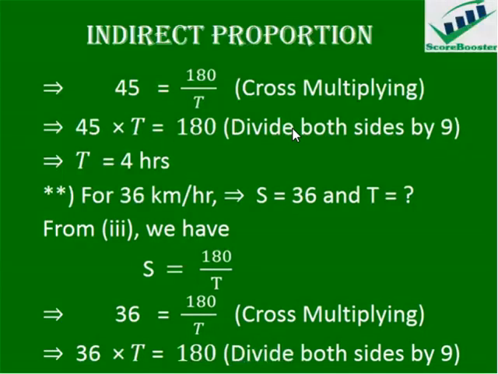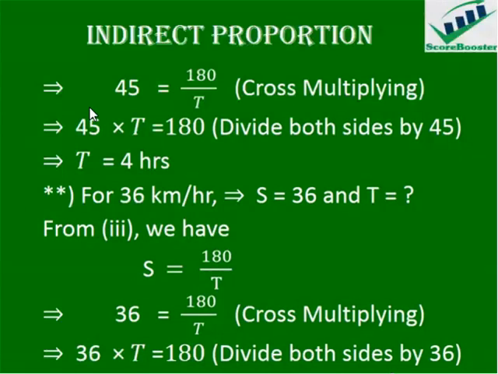So to obtain the value of t, we divide both sides by 45. If this side is divided by 45, you are left with t, and if you divide this side by 45, you are left with 4. So it will take 4 hours. The car will take 4 hours when it is at a speed of 45 km per hour.